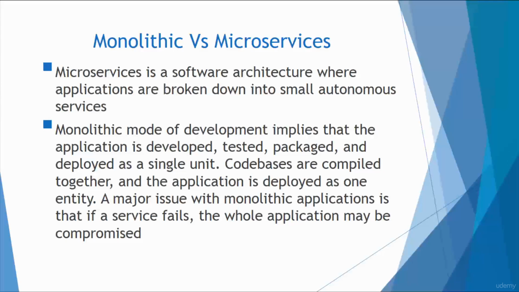One of the major issues with monolithic applications is that if a service fails, the entire application may be compromised. And this happened back in 2008. I remember with Netflix, the entire application was in jeopardy just because of one semicolon in their code.